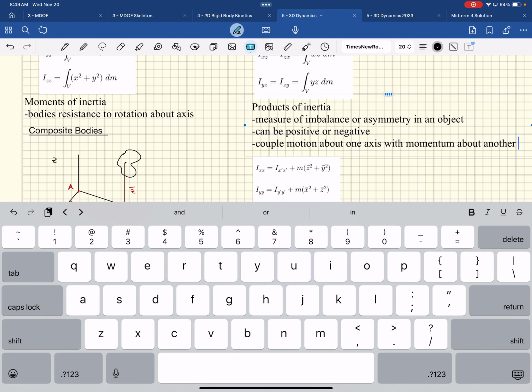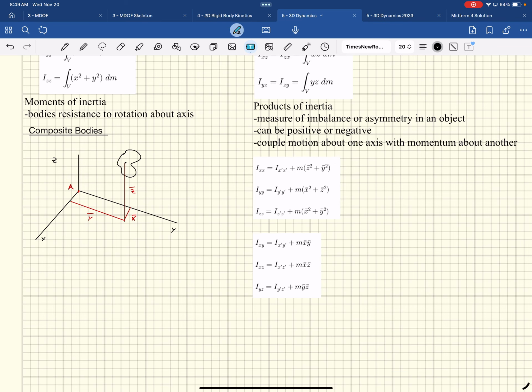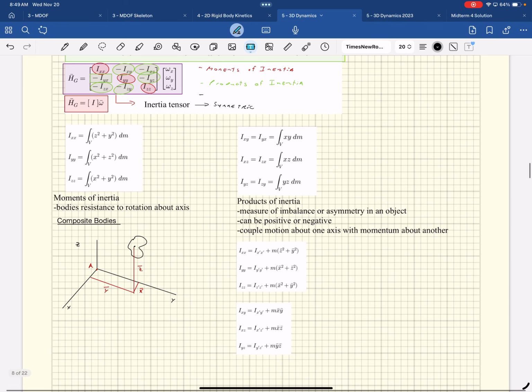We'll spend more time with these next time. We're running out of time here, but it's a measure of imbalance. So something that has perfect symmetry is not going to have any products of inertia because it's symmetric about all the different axes. We'll talk about symmetry in a minute. But if there's symmetry present, you don't have products of inertia. If you have something that's imbalanced, that doesn't have symmetry, then you're going to pick up a product of inertia.